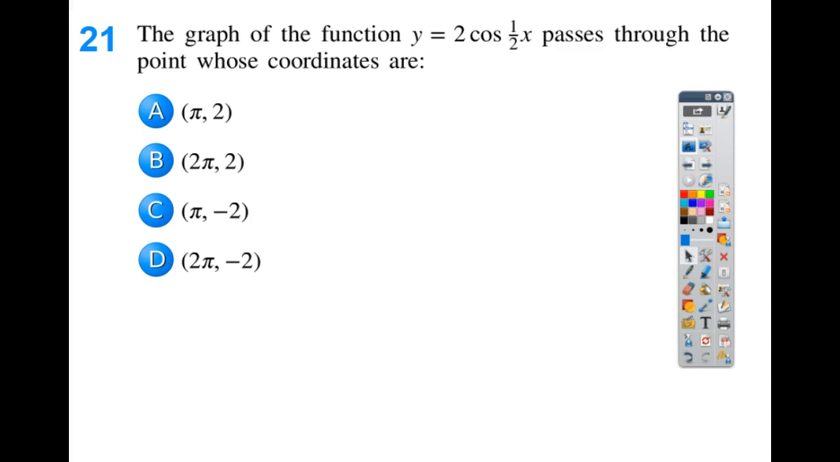So it's not C either. So it has to be B or D, right? So if I put pi over 2 in here, 2 pi divided by 2 gives me pi. What is the cosine value at pi? Negative 1. So negative 1 times 2 gives me negative 2, so it had to be D.